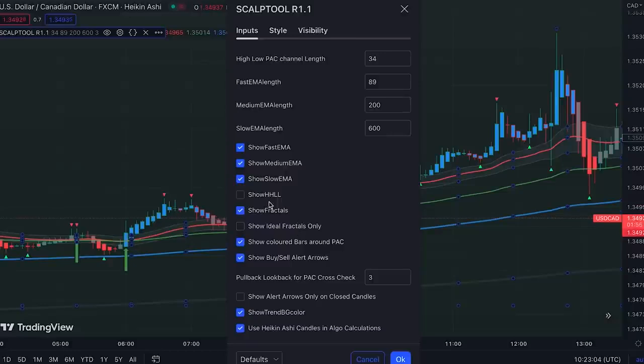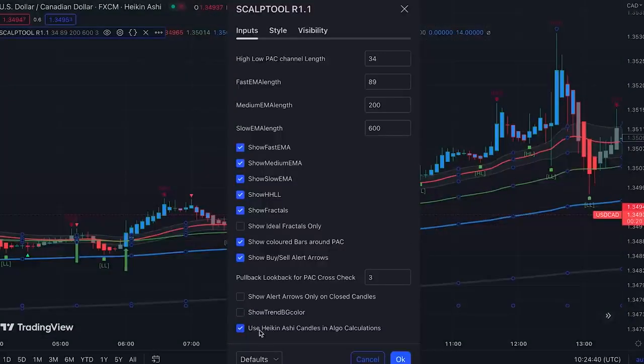We can also show market structure changes which are in the form of higher high, higher low, lower low, and lower high, and these can also help us in trading. The chart's background changes color based on the current trend of the market, which if you find it distracting you can remove it from here.